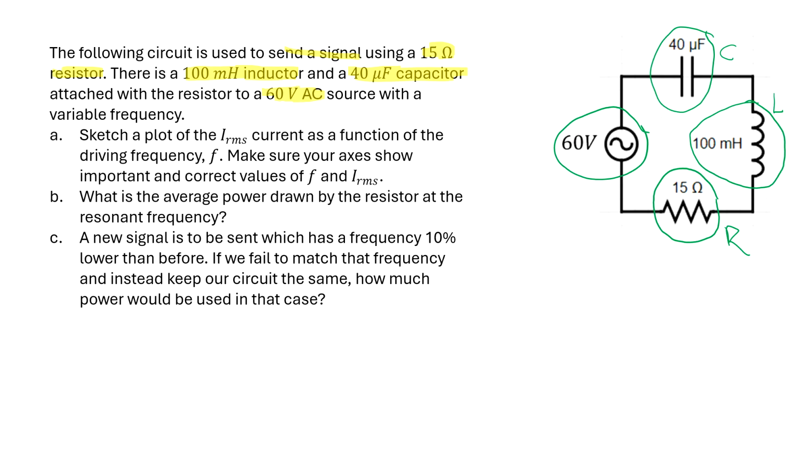Be very careful. That 60 volts, this is an AC circuit, and so by default, 60 volts AC is not just V, but it's actually equal to VRMS. VRMS is 60 volts. Okay?